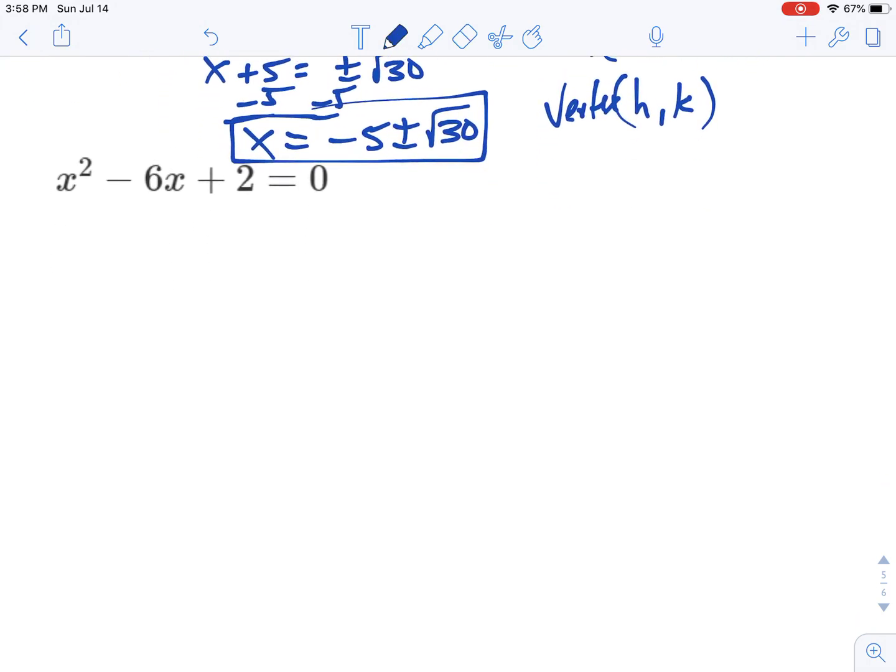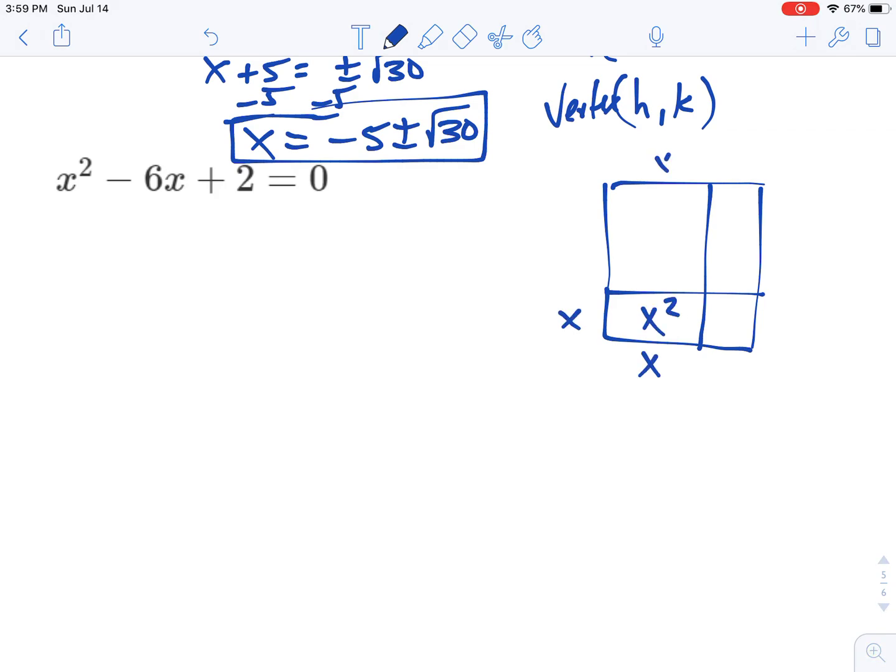So let's take our original equation here, and let's put it in the square format. So here's x squared, x times x. And we want to take negative 6x and split it in half. So negative 3x here, negative 3x there. So that would be a minus 3 and a minus 3 as the other side lengths. And you can think of it as x plus a negative 3.